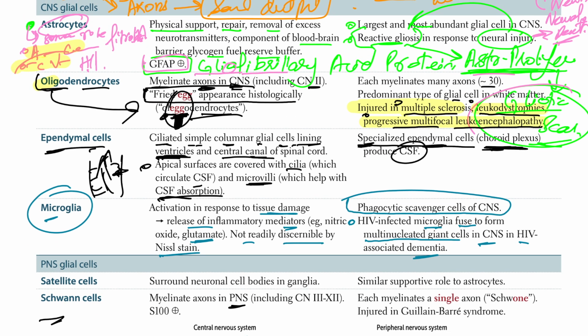But ependymal cells, they produce the CSF. Specialized ependymal cells produce CSF. Microglial cells are infected by HIV, which makes them multinucleated giant cells and causes HIV-associated dementia.